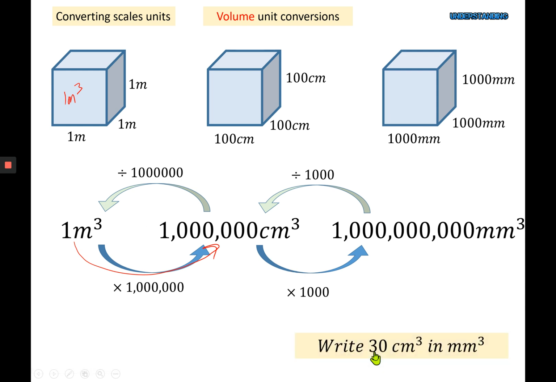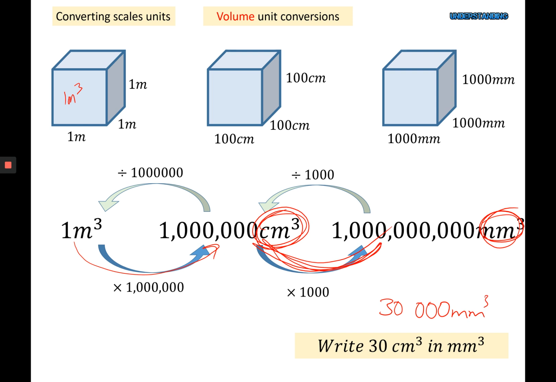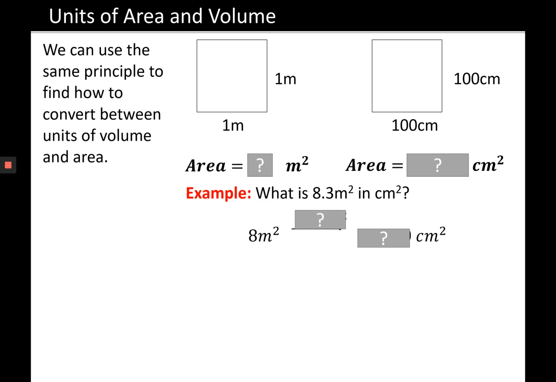So here's a question just to look at and try. 30 centimeters cubed, so that means we've got centimeters cubed and we want to get to millimeters cubed. So that means we're going this way. So you just multiply by 1,000, you get 30,000. That's it for converting units of volume and area.